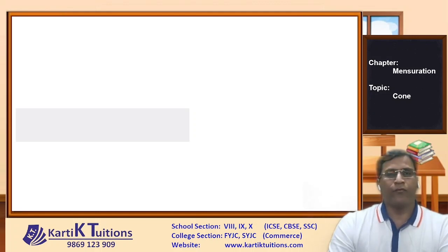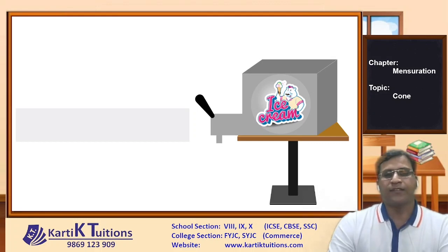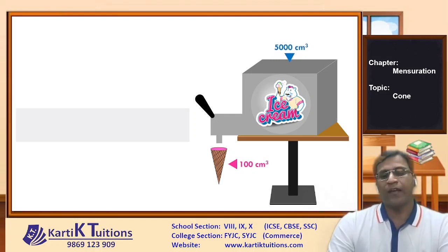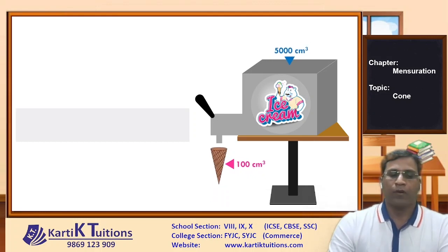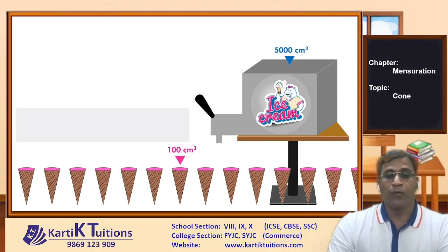Now, for that sum, we need to understand a simple concept. See, I have a container which is filled with ice cream. Now, I am filling the cone of ice cream from this container. Now, the volume of this container is 5000 centimeter cube. The volume of one cone is 100 centimeter cube. Now, I want to see how many cones I can fill. मैंने एक cone fill किया, और एक किया, और एक किया, and so on. अगर मैं ऐसे करते जाता हूं तो मैं कितने cones fill कर सकता हूं, जरा देखो. The answer is how much, it will be 50.